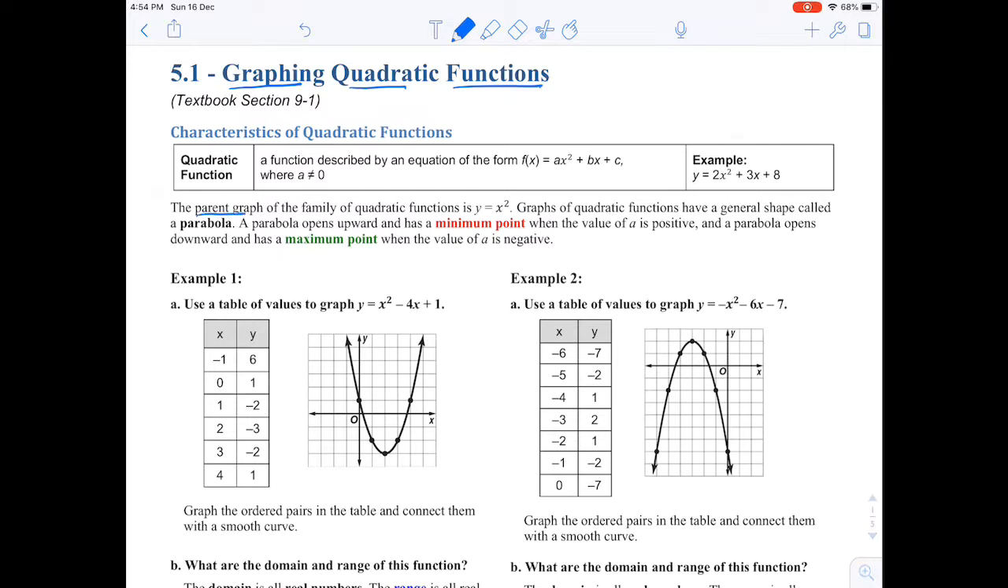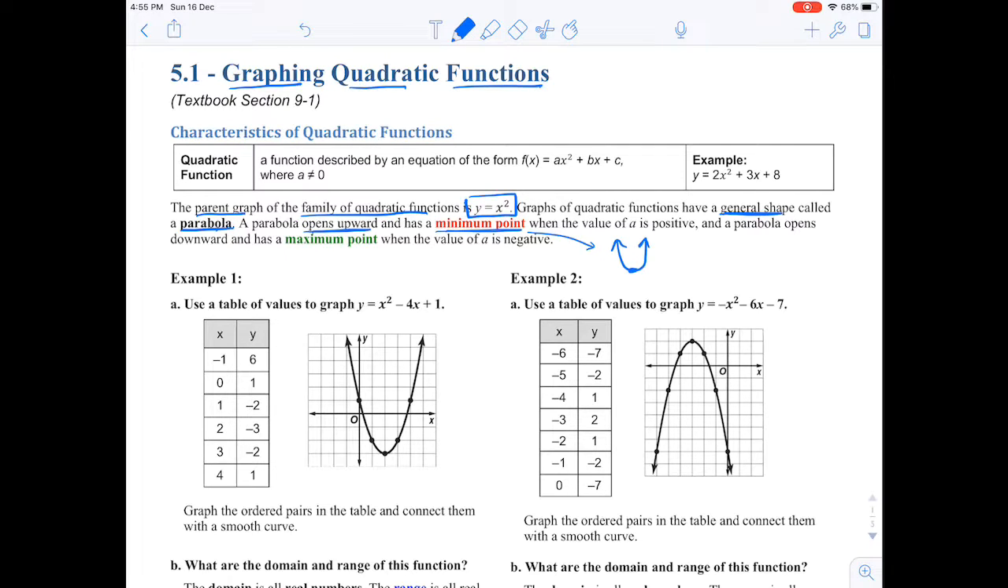The parent graph, or the original graph of the family of quadratic functions, is the very simple y equals x squared. Graphs of quadratic functions have a general shape, and we've spoken about this in class before. It's called a parabola. Now there are two different ways that a parabola can present itself. It can open upwards. If this happens, we say it has a minimum point. And that kind of graph is one that looks almost like a smiley face. So it's opening upwards and it has a minimum point.